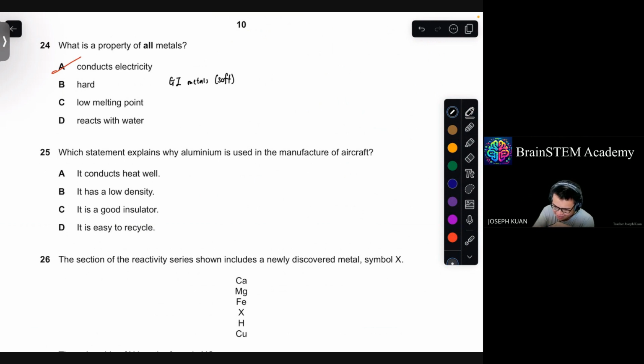And then low melting point, well, transition metals have high melting point, so no. And reacts with water, not all metals react with water actually. Copper doesn't react with water, right? So it's A. Conducts electricity is the best answer out of this.